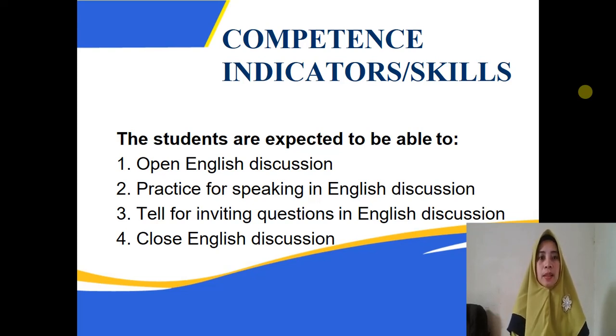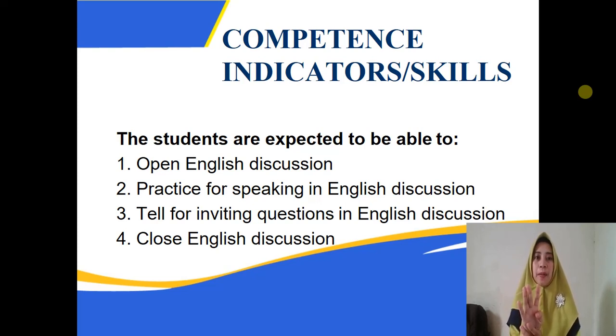What are they? The students are expected to be able to, number one, open English discussion. Number two, practice speaking in English discussion. Number three, tell for inviting questions in English discussion. Number four, close English discussion. Because our material is about how to conduct a discussion, for the competence indicators or skills, there are 4 goals.